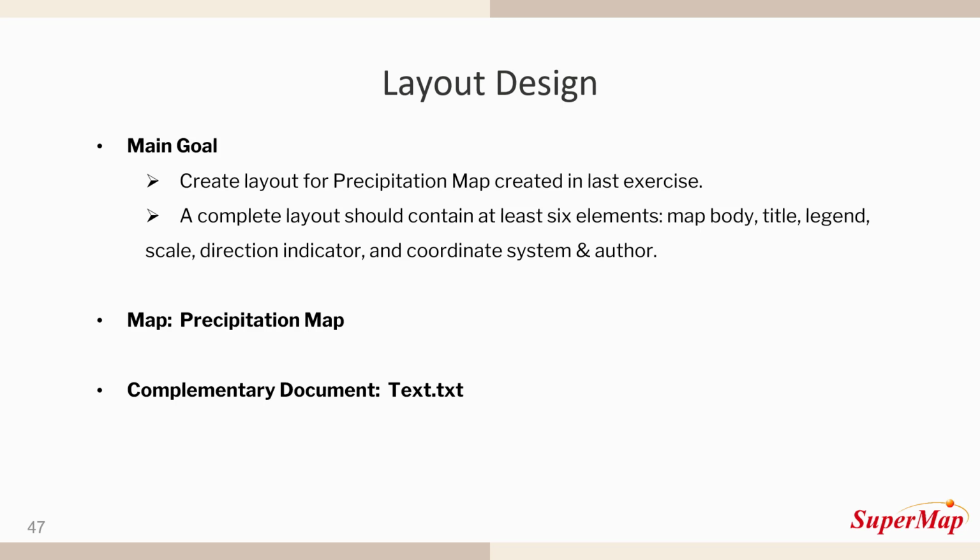Let's come back to this case. In this exercise, the main goal is to create a layout for precipitation map, which is already prepared in the last exercise. While designing the layout, remember to add at least 6 elements in it, including map body, title, legend, scale, direction indicator, and coordinate system, author. Besides, we also provide a complementary document which records the coordinate system information.